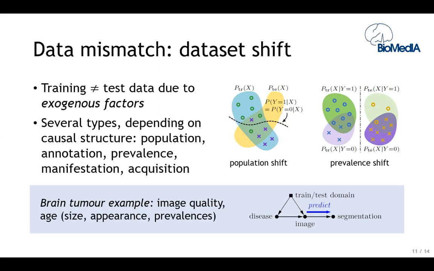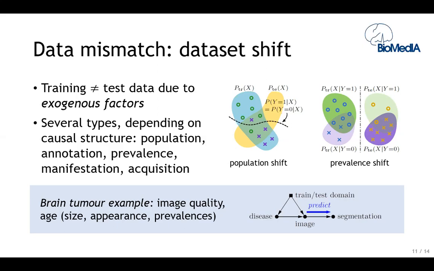In the diagram here on the right, we can see that the image causes the segmentation, as we saw, through the manual annotation process. But also that the indicator variable, training versus test domain, causes the variations in the presence of the disease and the actual appearance of the images.